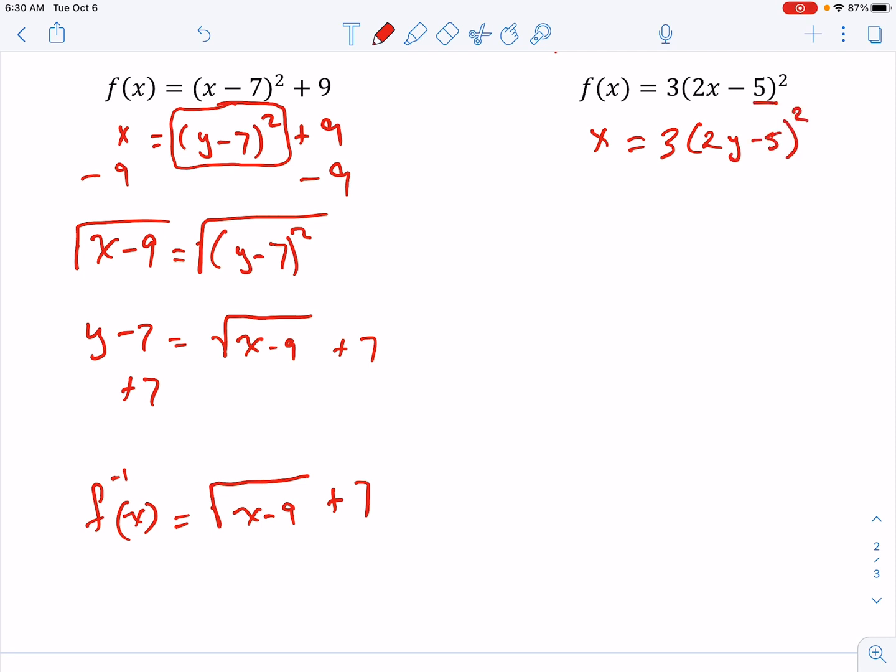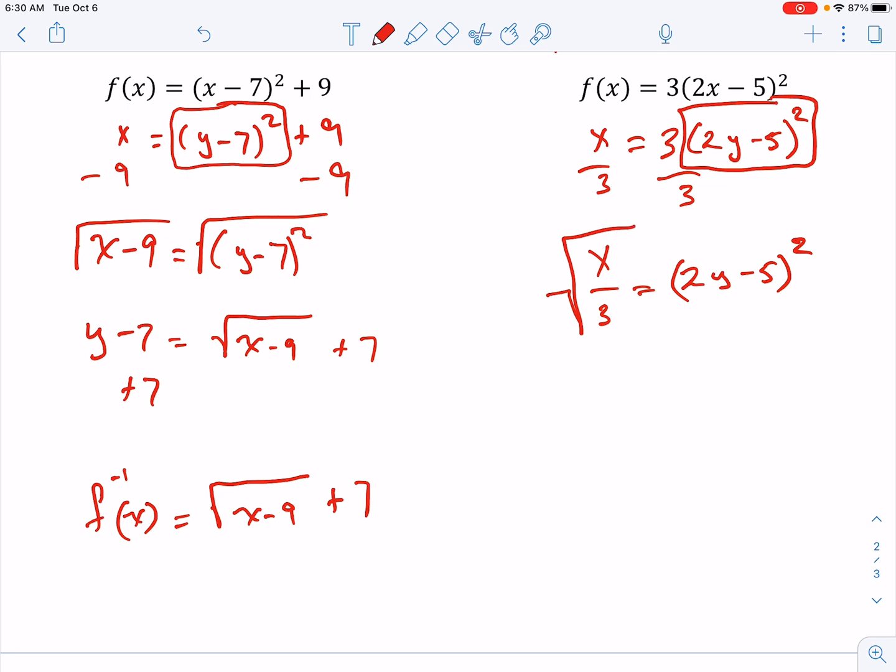Again, we want to get the quadratic portion by itself first before we take the square root. So we divide both sides by 3. So x divided by 3 is equal to (2y take away 5) squared. We take the square root, make sure the x and the 3 are both under the square root. That whole fraction is being square rooted. Square root both sides. So now we have 2y minus 5 equals the square root of x divided by 3. We're going to add 5.